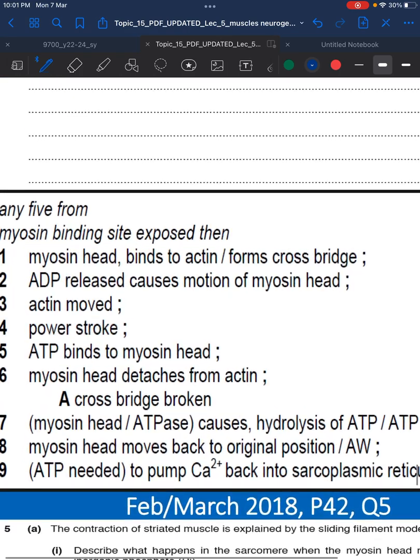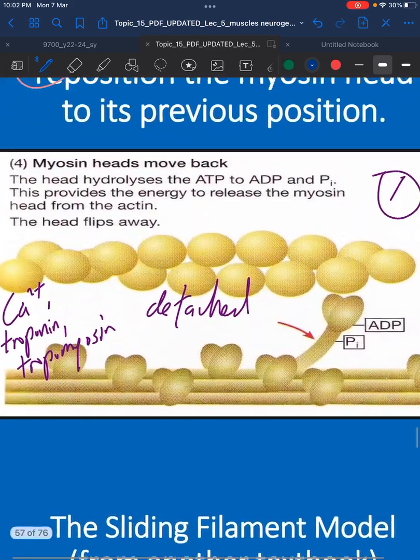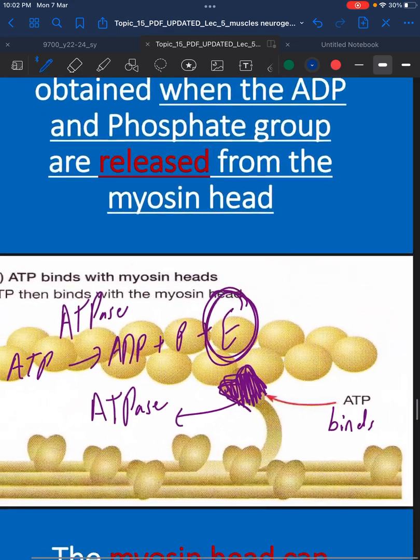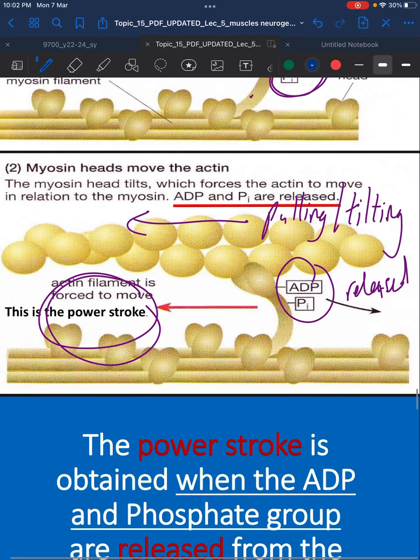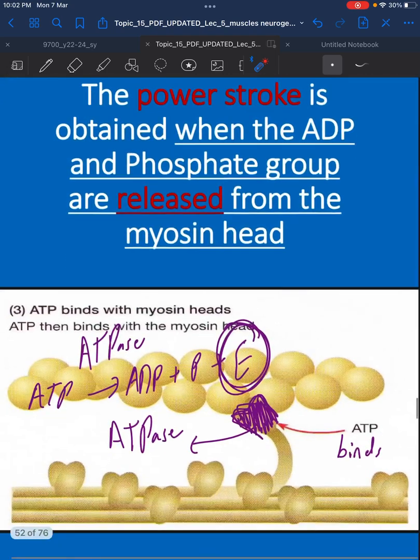So as you can see here, the myosin head binds to the actin, forming the cross bridge. ADP is released. Remember, when this is released, this is the power stroke. This is when it's able to pull or tilt. So first, of course, the myosin head binds to the actin. Done. And then ADP and phosphate group are released. That will help to tilt. Remember this one here. This is release, and that will pull or tilt. This is the power stroke.